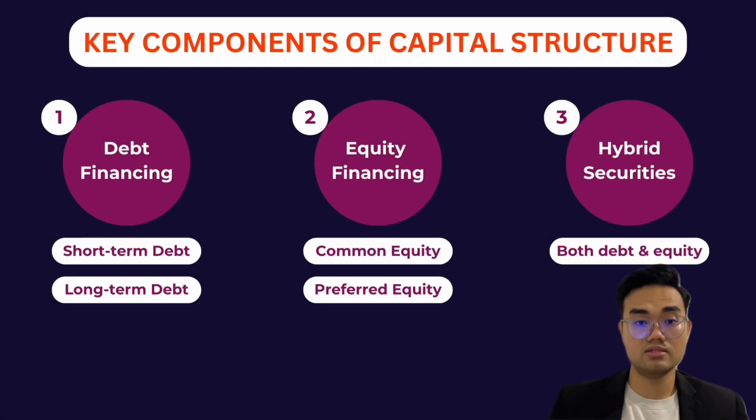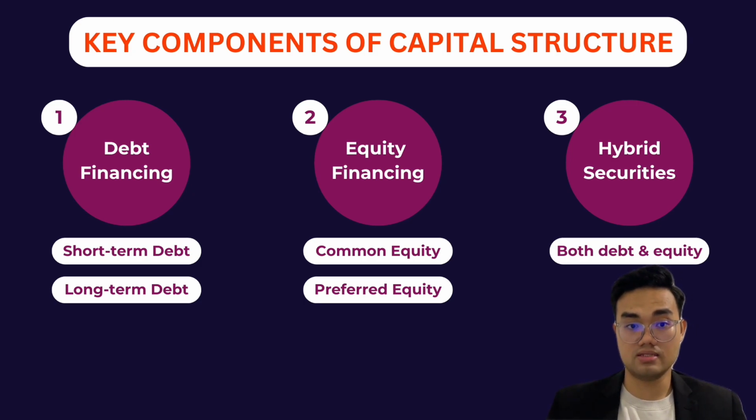There are a few key components of capital structure: debt financing, equity financing, and hybrid securities. In terms of debt financing, it can be categorized into two: short-term debt and long-term debt. Short-term debt is loans and financial obligations due within 1 year. Long-term debt is loans and financial obligations due in more than 1 year, such as bonds and long-term loans.